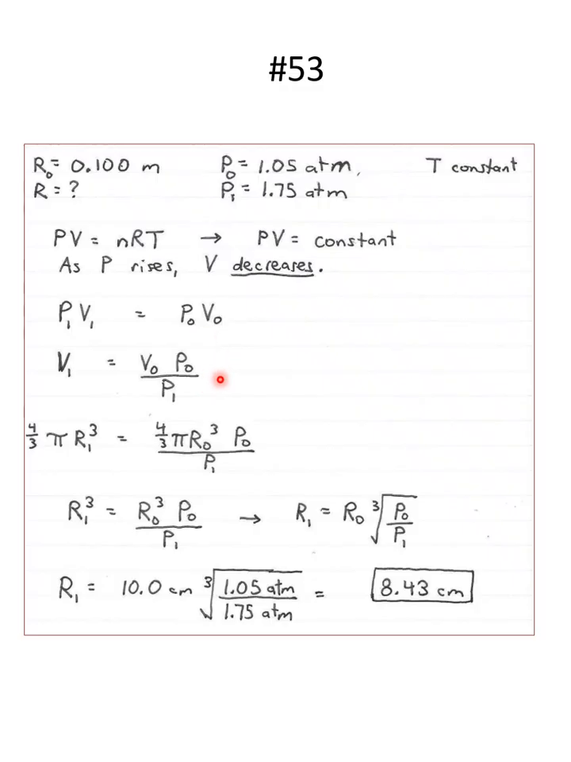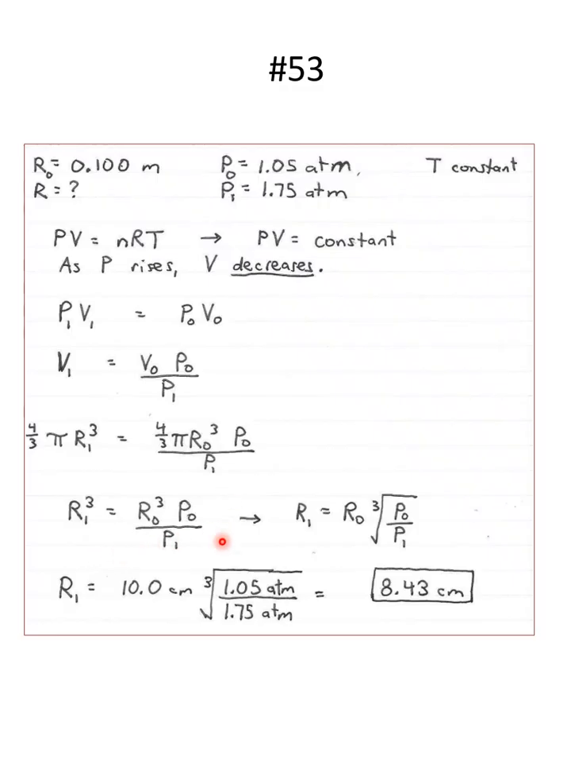Now, the question is not asking for the volume, it's asking for the new radius. So let's turn volume into the radius. It's a sphere, so 4/3 pi r1 cubed. And on the other side of the equation, 4/3 pi r0 cubed. And we will solve for r1. And notice how things divide out. 4/3 and pi divide out of the equation. And we're left with r1 cubed is r0 cubed times P0 over P1.